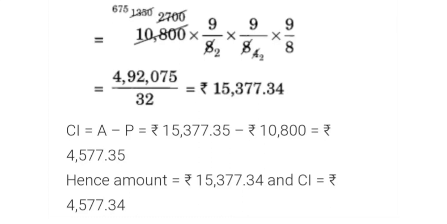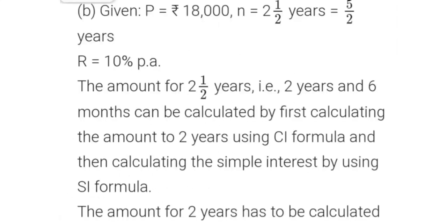So compound interest formula is amount minus principal. So amount is 15,377.35, and from this one we will subtract principal, so that is 10,800. So answer is 4,577.35. Now see number B.